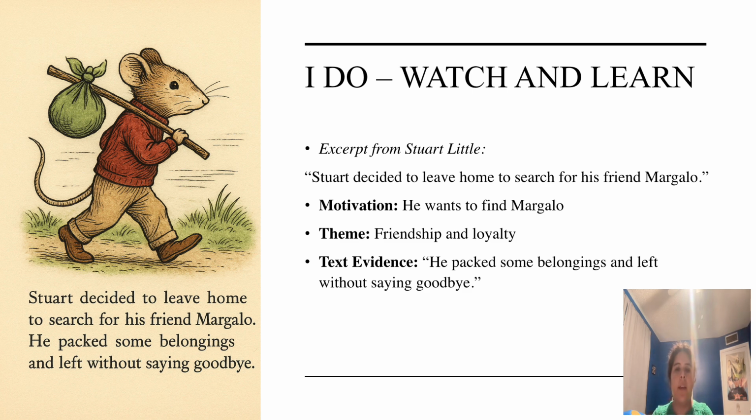So basically, he's taking accountability and saying, I'm going to find her, but I'm not going to say goodbye to anyone. This is what he's showing as a good, loyal friend. And as you can see in the picture, he's actually serious about going to find Margalo.